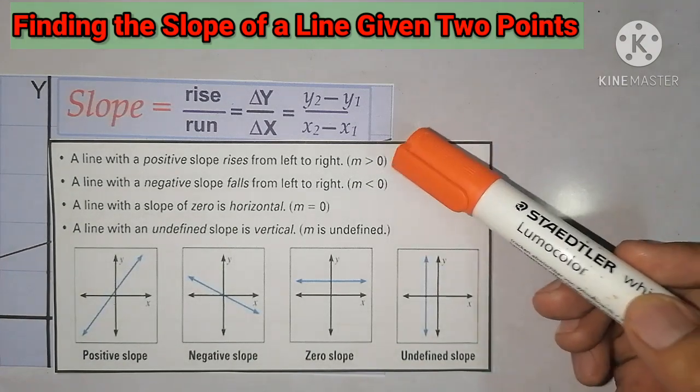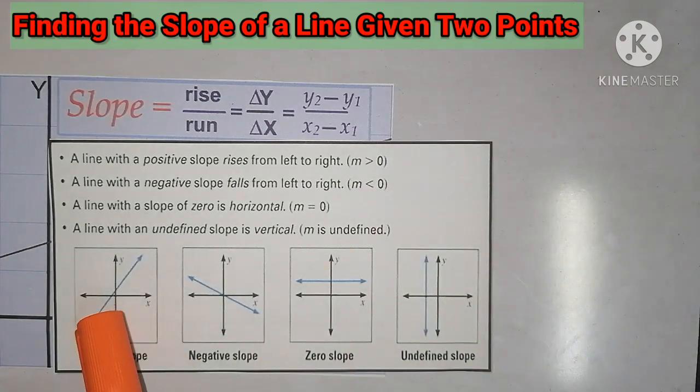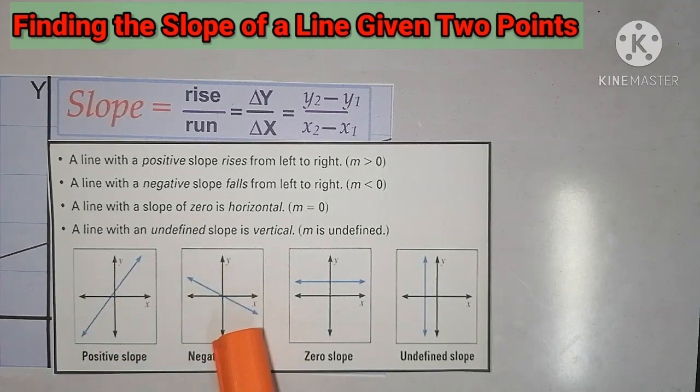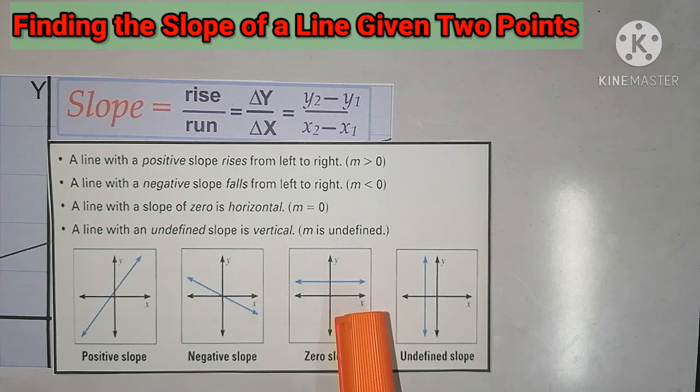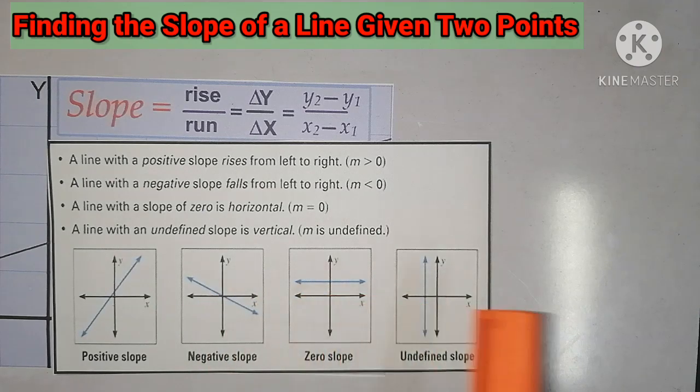So if m is greater than 0, the line inclines to the right. If m is negative, or less than 0, the line inclines to the left. If m is equal to 0, the line is horizontal. But if the slope is undefined, the line is vertical. So these are the properties of the slope.